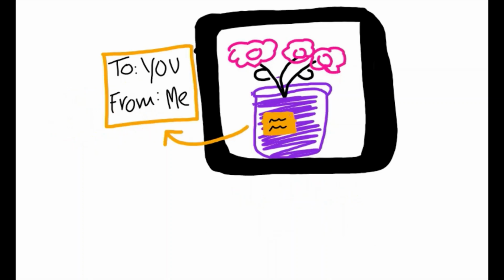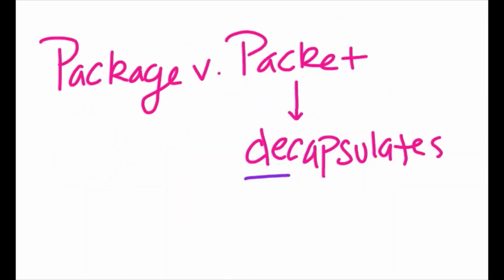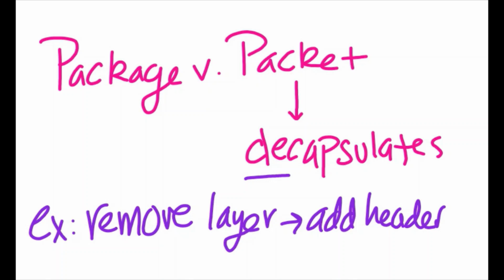The Postal Service needs to know where the box is going and where it's coming from, and this information could be on an address label. This is like the network/internet layer. Finally, the vase and all its packing materials have to be wrapped in a box. This is like the data link layer. The only difference between our vase package and our digital packet is that whenever your packet reaches a new router on its journey, that router has to open up or decapsulate the packet. For example, it needs to remove the data link layer so that it can read the information inside the network/internet layer. It then adds data link headers to the packet again and sends it on its way.